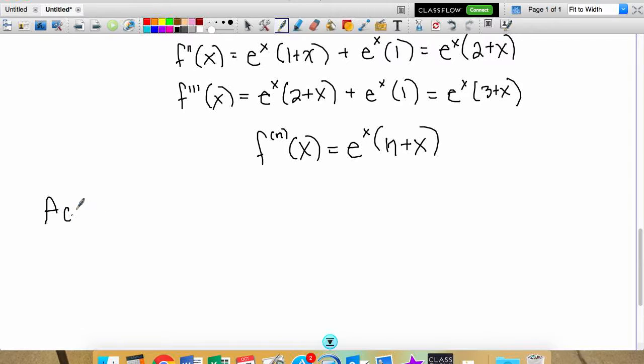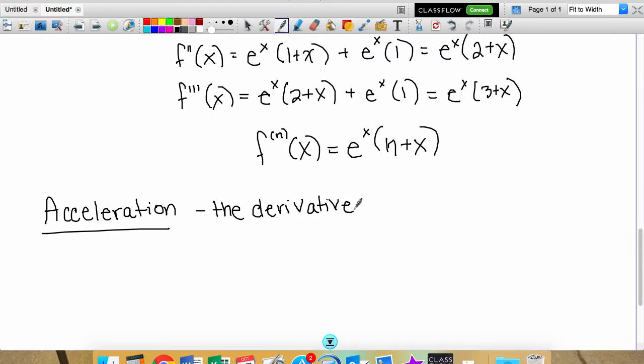The next thing we're going to cover in today's notes is acceleration. Acceleration is the derivative of velocity, or the second derivative of position, which is why it fits in today's notes.